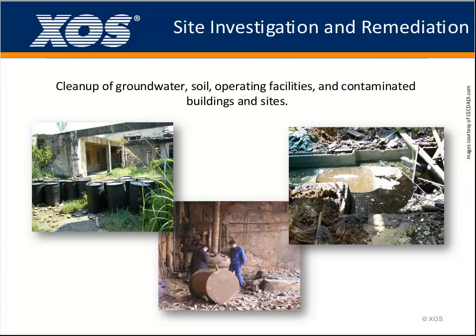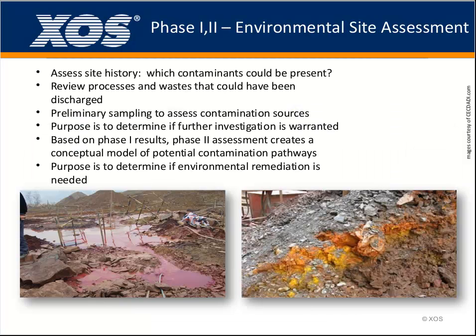Here, I will introduce you a little bit about the site investigation and remediation. There are several phases, different procedures of the site investigation and remediation. For the first and second part, we generally are doing an environmental site assessment, and we need to investigate the site history, what can be the possible contaminants, and review the process of waste that has been discharged, and we can have a general idea of that to check if this area can have high risk to be contaminated.